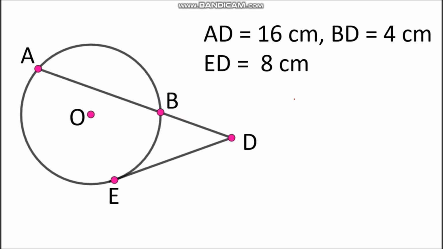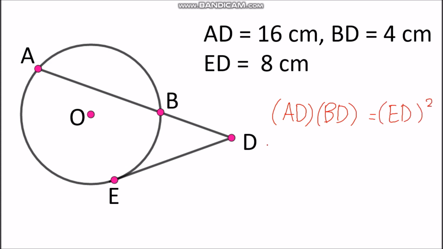Now, what the theorem states is that whenever we multiply the length of the secant with its external part, it should be equal to the square of the length of the tangent segment. So let's try to make an equation based on what is given here. Again, if we multiply the length of the secant, which is AD, to its external part, which is BD, then it should be equal to the square of the given tangent, which in this case is ED.